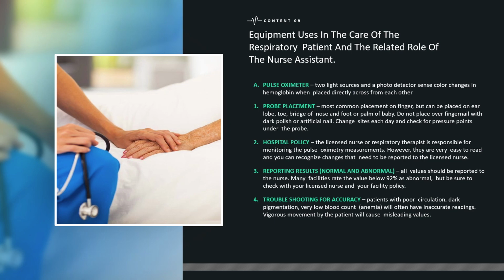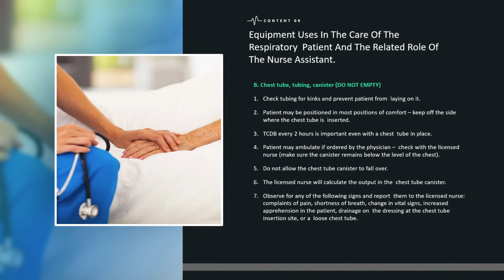Hospital policy: the licensed nurse or respiratory therapist is responsible for monitoring the pulse oximetry measurements. However, they are very easy to read, and you can recognize changes that need to be reported to the licensed nurse. Reporting the results, normal and abnormal: all values should be reported to the nurse. Many facilities rate the value below 92% as abnormal, but be sure to check with your licensed nurse and your facility policy. Troubleshooting for accuracy: patients with poor circulation, dark pigmentation, very low blood count, such as anemia, will often have inaccurate readings. Vigorous movement by the patient will also cause misleading numbers.